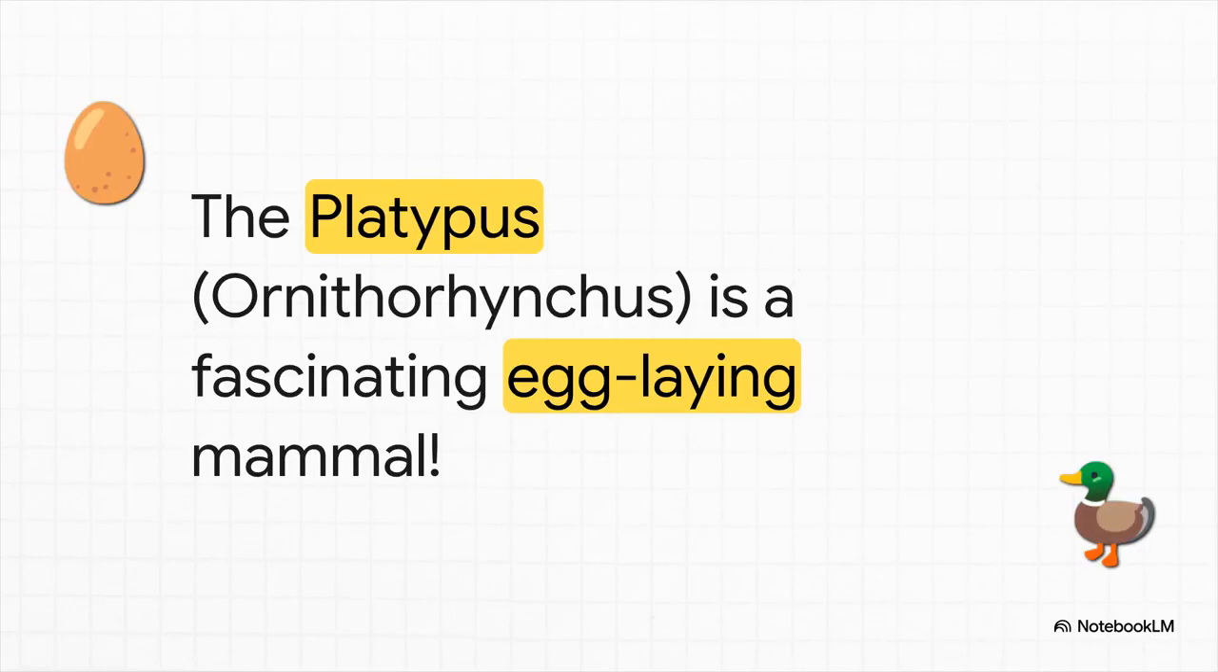Now, mammals are mostly viviparous. They give birth to live young. But biology always has a surprise up its sleeve. Here's your ultimate exception, the platypus, or Ornithorhynchus. It's an egg-laying mammal. It totally breaks the rules, making it one of the most fascinating evolutionary bridges out there.